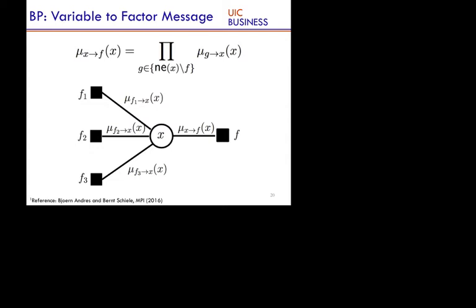Let's say it wants to pick one of the factors, let's say the node corresponding to factor f, as the target node where it wants to send a message. Okay.